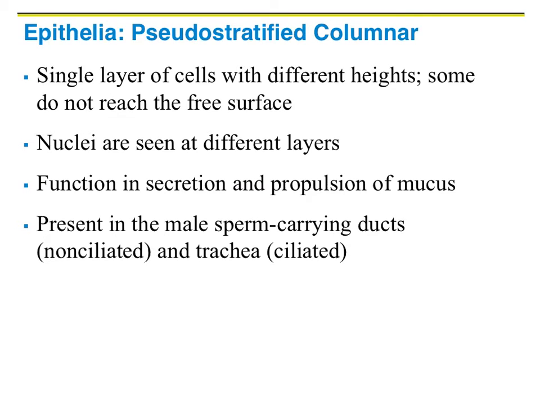Function of pseudostratified columnar includes secretion and propulsion of mucus. So we also see goblet cells within this type of epithelia. Locations include male sperm carrying ducts, which are non-ciliated, and the ciliated type is found in the trachea.